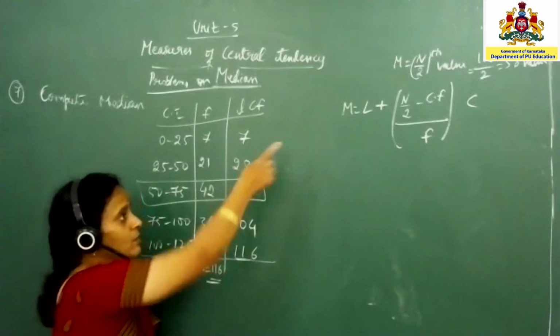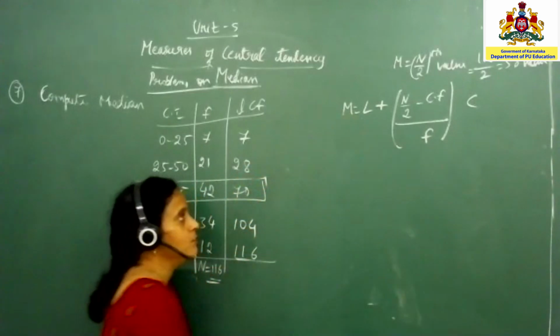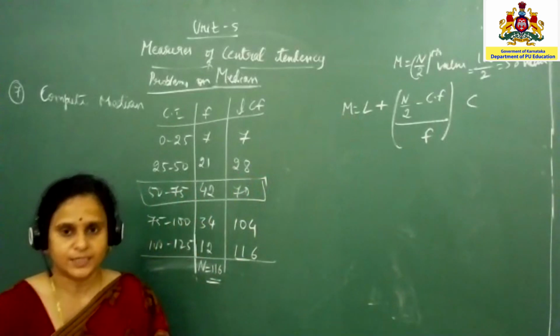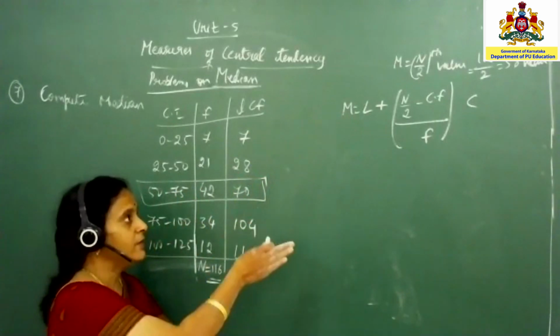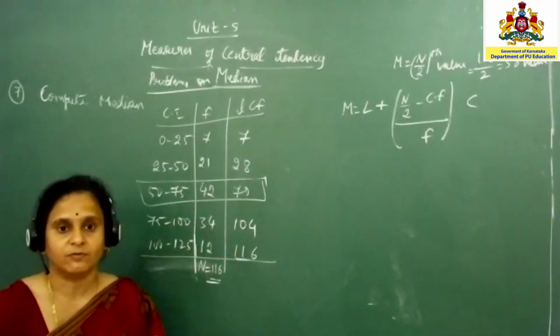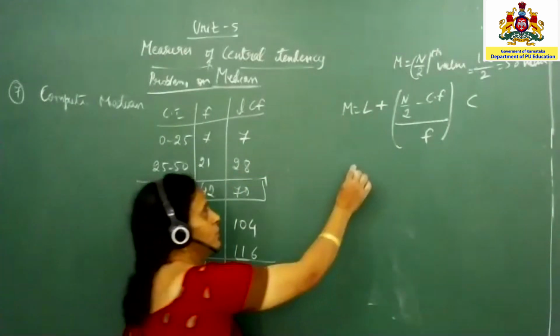Now I'll use this formula. M equals L plus n by 2 minus CF divided by f into c. This is the formula we are going to use whenever the problem is based on class interval form. To start with, what is L?